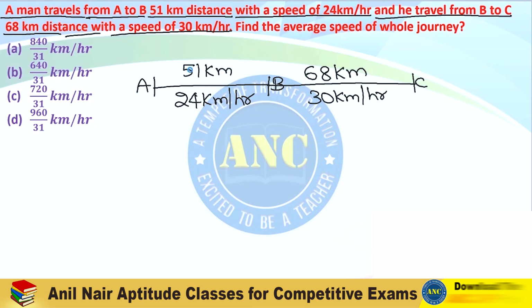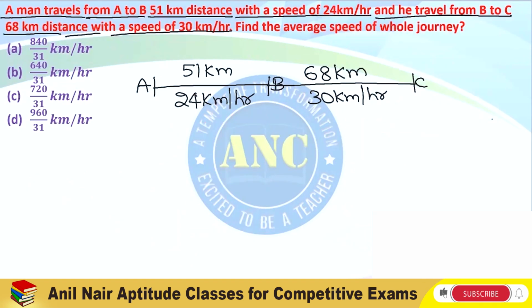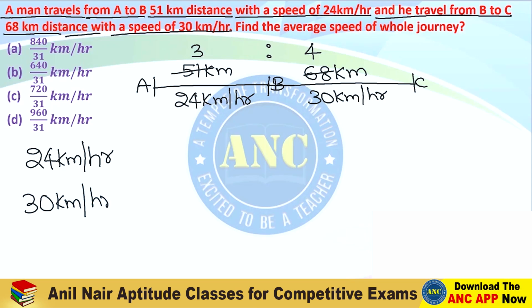You know from the previous problems that you can calculate the distance ratio. Distance ratio was calculated in the previous question as 5:7. Here the distance ratio is 51:68. 17 into 3 is 51. 17 into 4 is 68. So the distance ratio is 3:4 and the speeds are given as 24 kilometers per hour for the first part, 30 kilometers per hour for the second part, and we also know the distance ratio right now as 3:4, right?